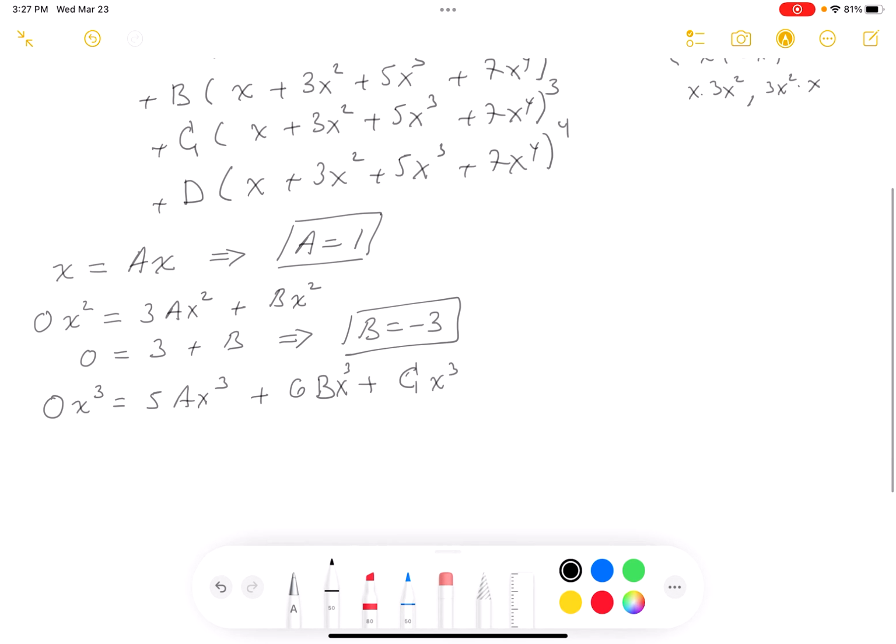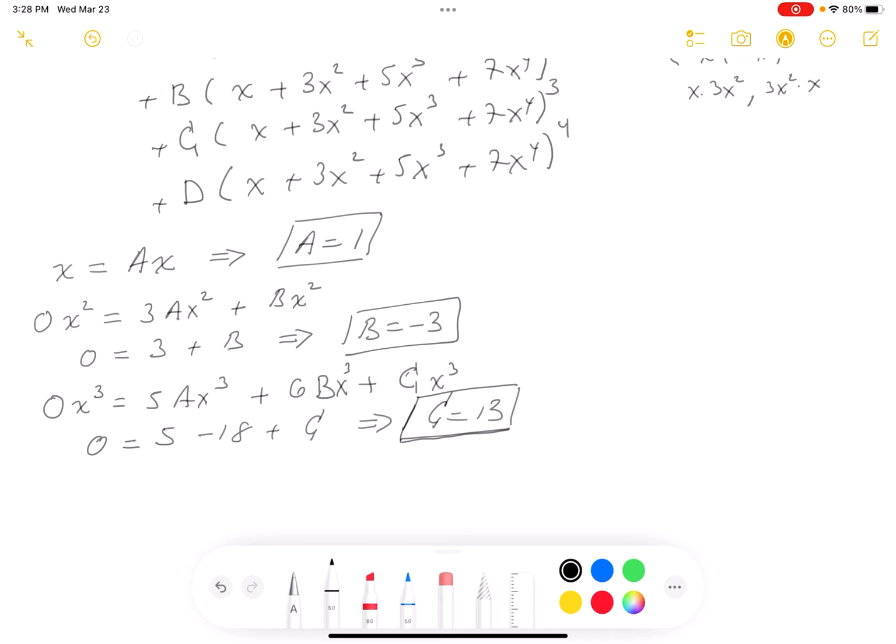So I got to write this down now. I'm equating coefficients. 0 equals 5a, which is 5, plus 6b, which is minus 18, plus c has to be 0. And looking at that, that doesn't look too bad to me. It looks like c is going to be 13. We'll check it with the answer key later.